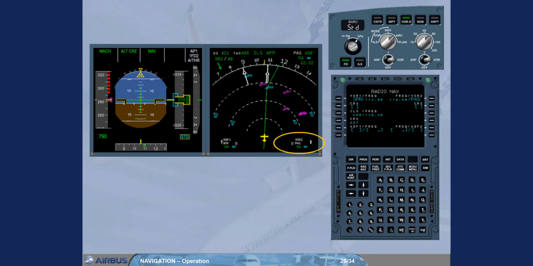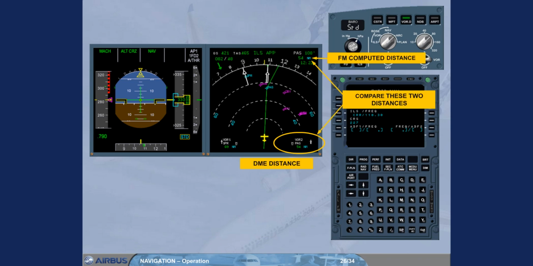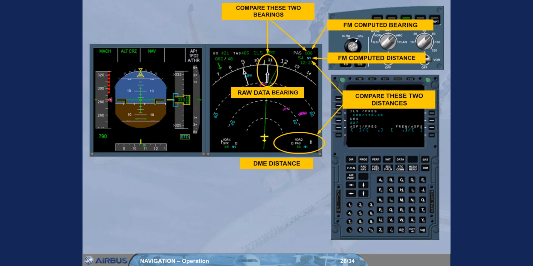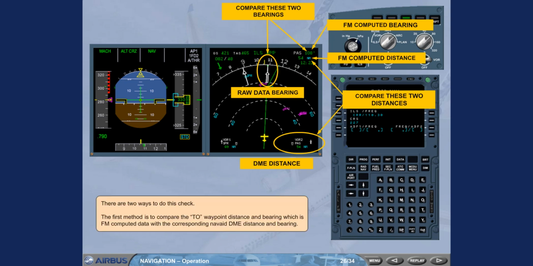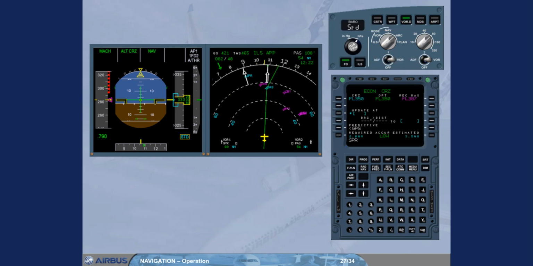There are two ways to do this check. The first method is to compare the TO waypoint distance and bearing, which is FM computer data, with the corresponding nav aid DME distance and bearing. We have called the progress page.